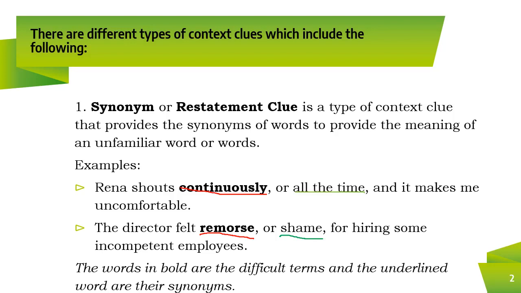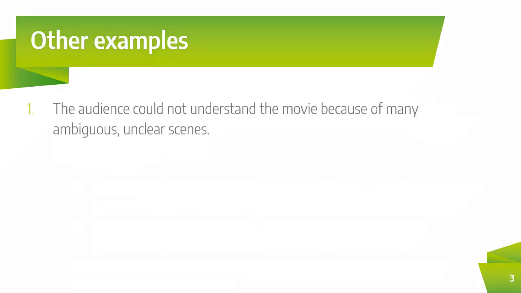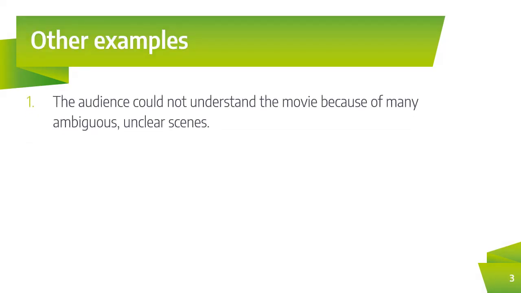Okay, so I have here another example. You cannot see this in your module. I actually prepared this one. The audience could not understand the movie because of many ambiguous, unclear scenes. The unfamiliar word here is ambiguous. So you will find a word that is synonymous to the word ambiguous.